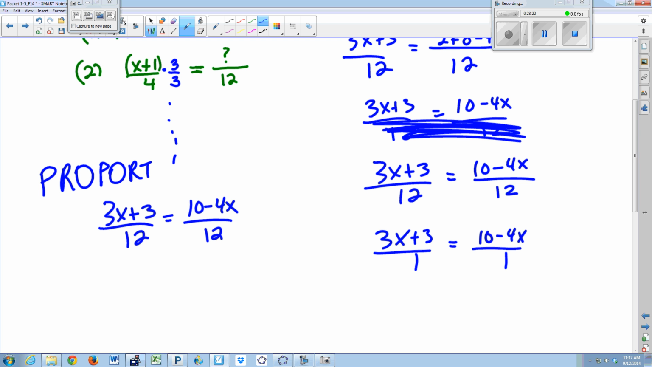Proportion, right? This is a proportion. So how would I go? If you do it this way, how could you solve this?